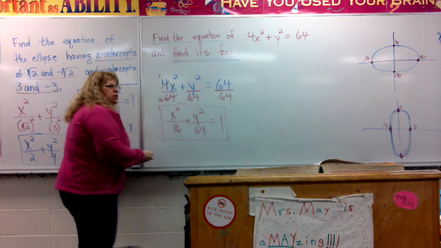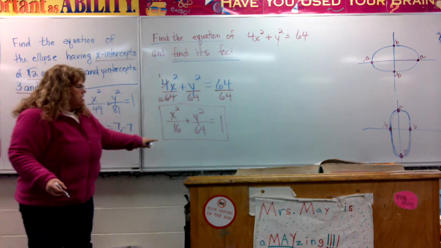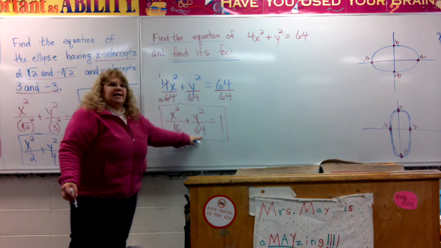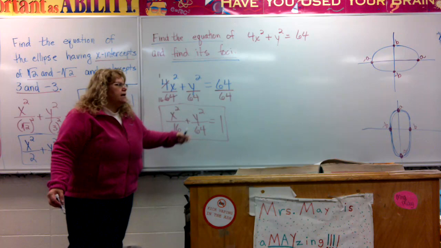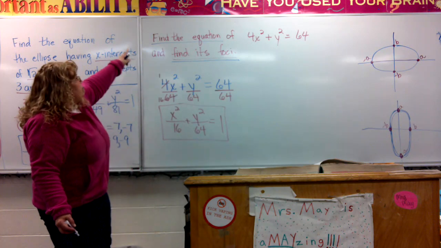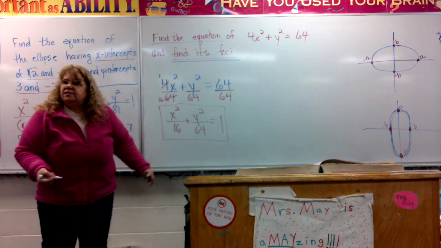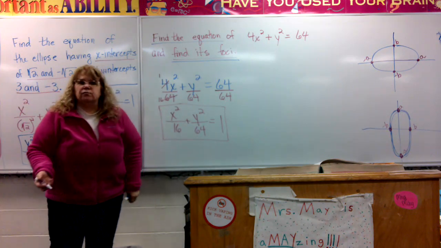So just for the heck of it, what are the x-intercepts? 4 and -4. What are the y-intercepts? 8 and -8. Well, we've got the first thing done. We found the correct equation. All we had to do was divide by 64 and reduce.